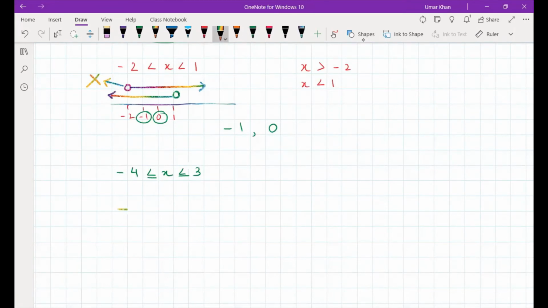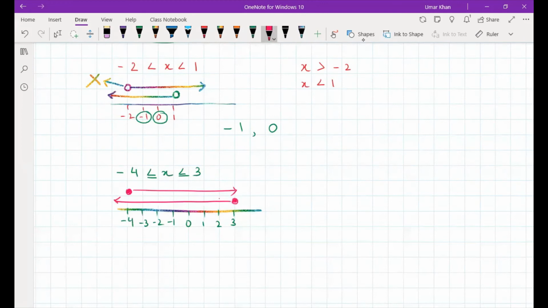Let's first make the number line. This is my number line, a colorful number line. We have -4, -3, -2, -1, 0, 1, 2 and 3. Now -4 is included, so I'm going to shade it. Similarly, less than or equal to 3, so that's also included. And I'm going to circle the points that are included in my range: -4, -3, -2, -1, 0, 1, 2, 3. All of these are included.